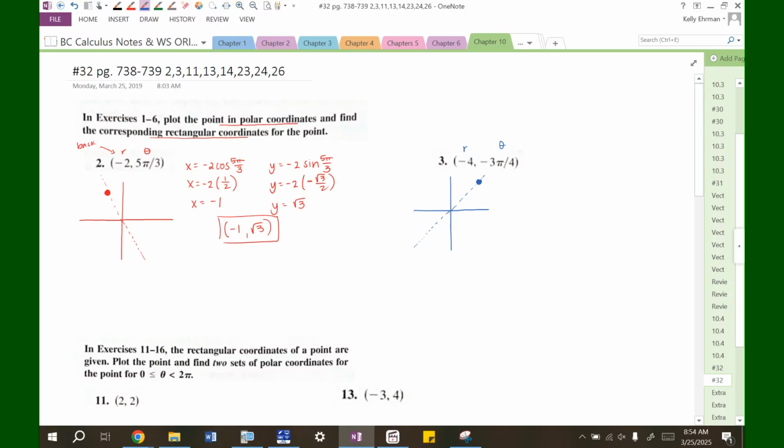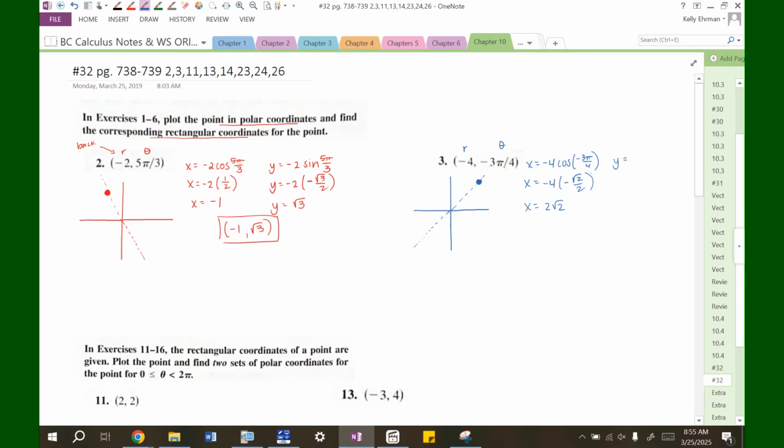So when I do my calculations for x and y, I should get a positive x and a positive y. So x is equal to r times the cosine of theta. So this is a quadrant 3 angle. Remember, you can treat it like 5 pi over 4 as well as negative 3 pi over 4. So cosine is negative in quadrant 3, negative radical 2 over 2. So that works out to be positive 2 radical 2.